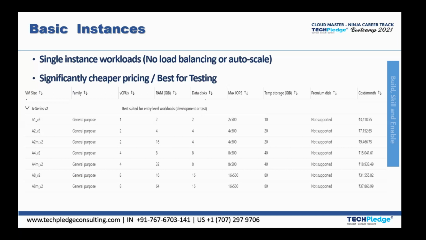So as per your purpose, as per your work, as per your real-time projects or environment, you can select your sizes and the OS accordingly.